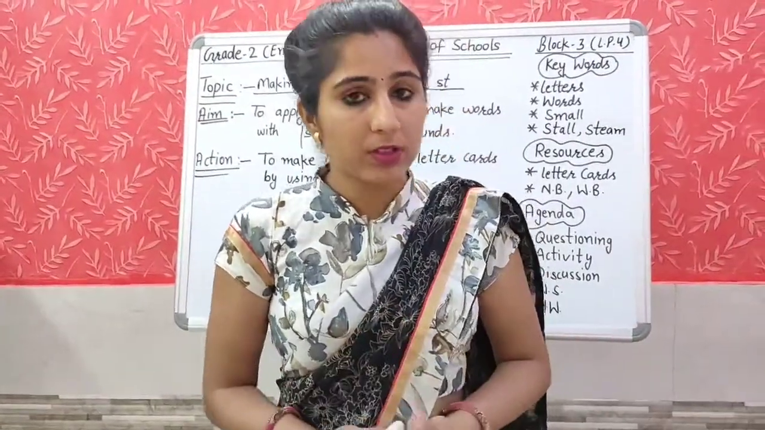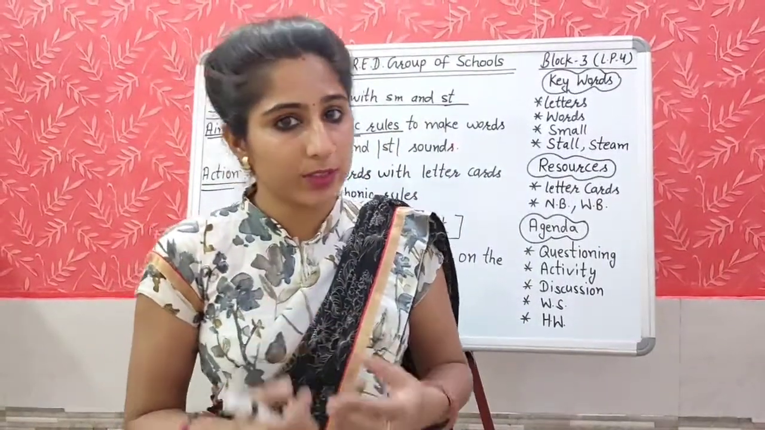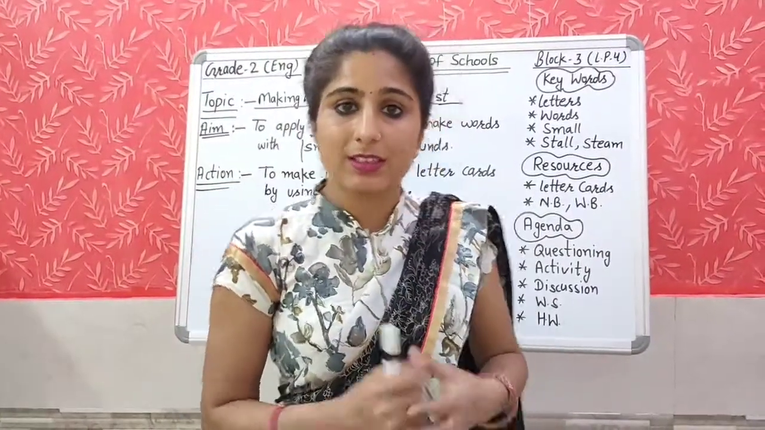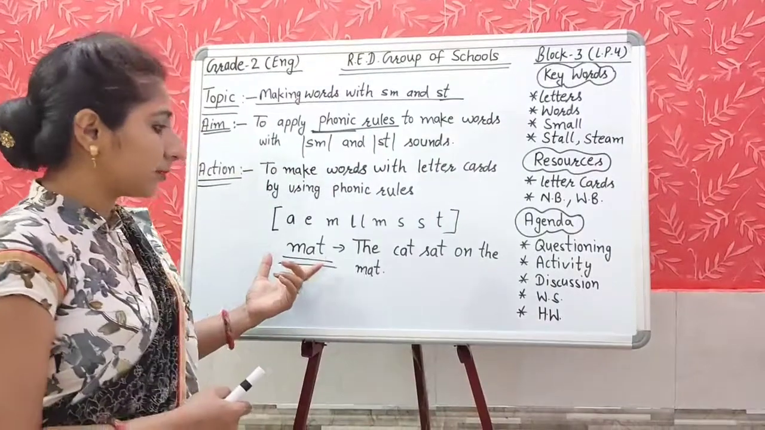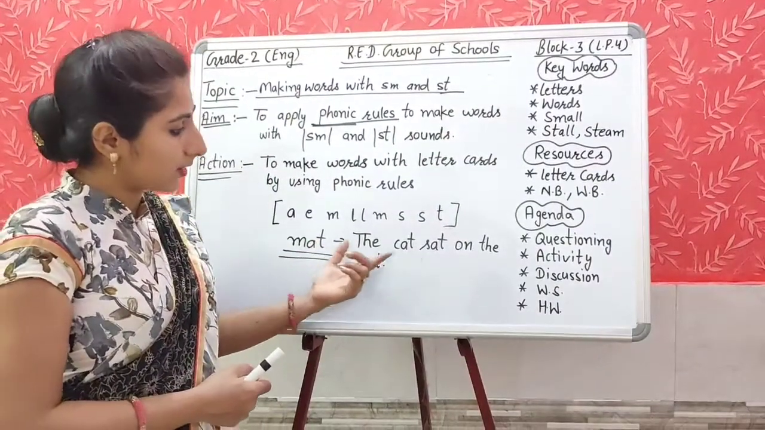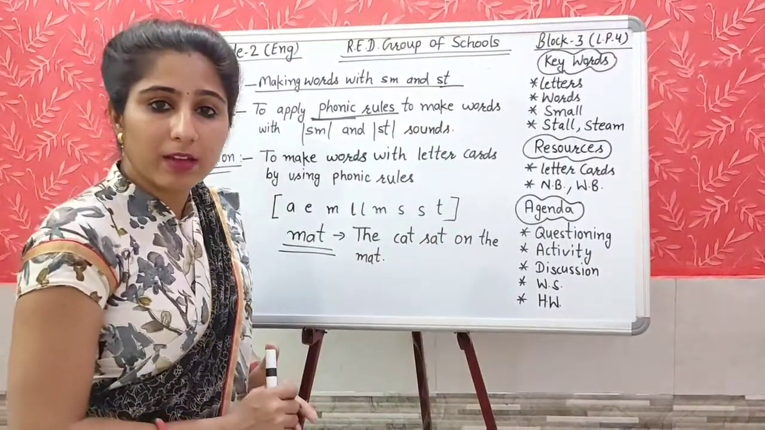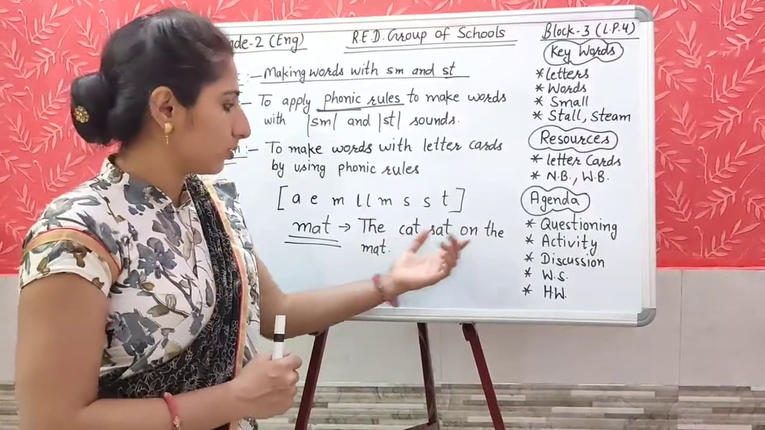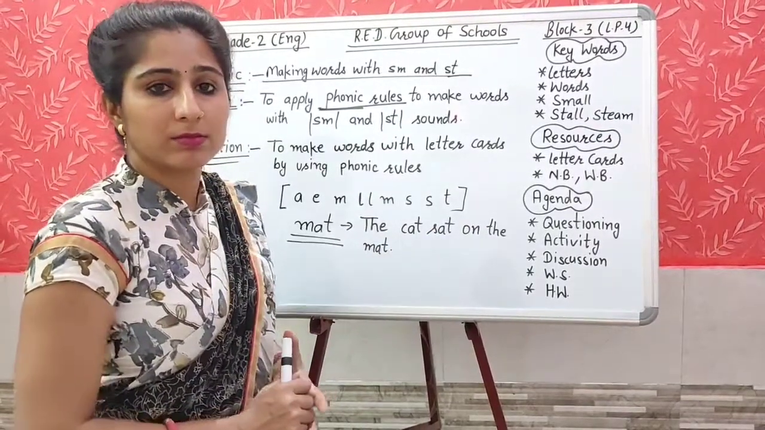After making the word, you will use those words in sentences like this. I have written mat. Mat. The cat sat on the mat.